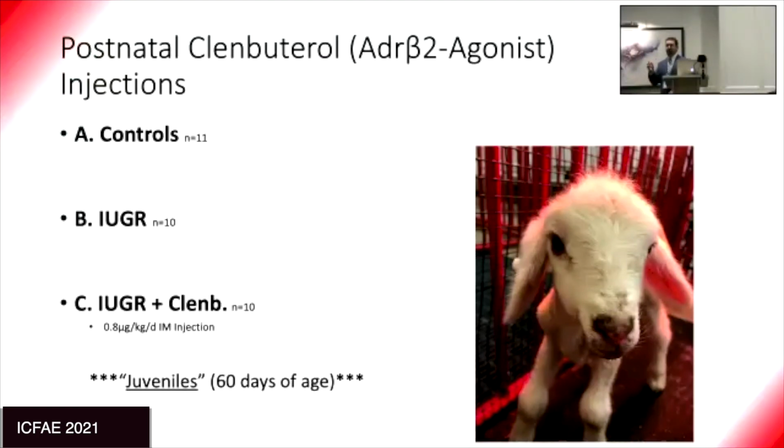Clenbuterol is a potent, powerful beta-2 agonist. So we know beta-2 expression is down, and we're going to try to compensate for that by providing more of the ligand. And then one other caveat, we took them out to 60 days of age, which we call our juvenile stage. I'm really glad we did this for this study. We'll never do it again. 60 days is a long time to hand rear 31 lambs.